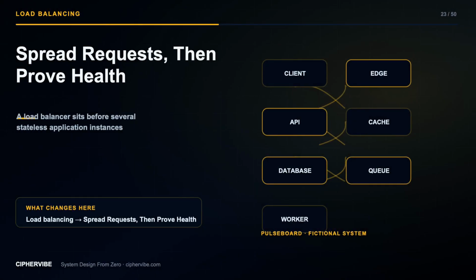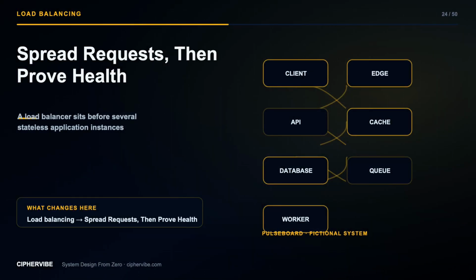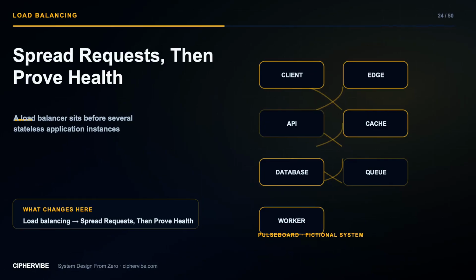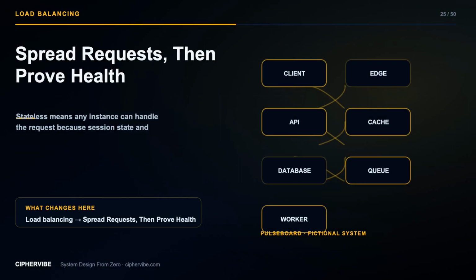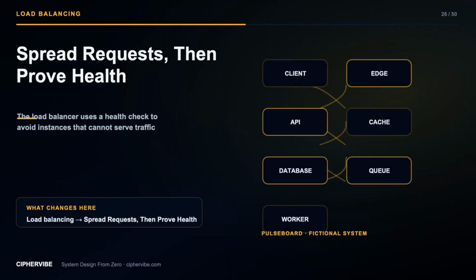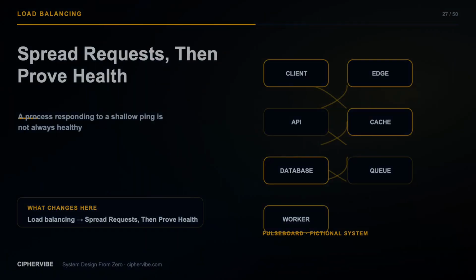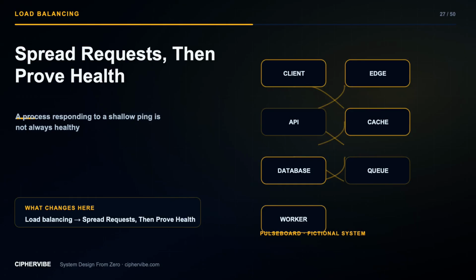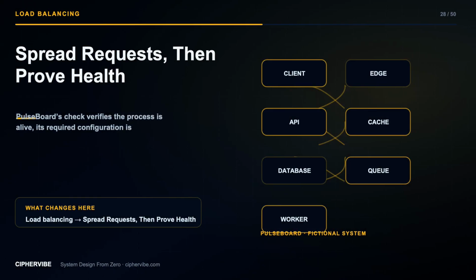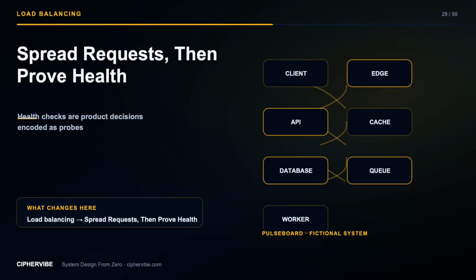A load balancer sits before several stateless application instances. Stateless means any instance can handle the request because session state and durable facts live elsewhere. The load balancer uses a health check to avoid instances that cannot serve traffic correctly. A process responding to a shallow ping is not always healthy. PulseBoard's check verifies the process is alive, its required configuration is loaded, and it can reach a minimal dependency path without turning the check itself into a source of load. Health checks are product decisions encoded as probes.